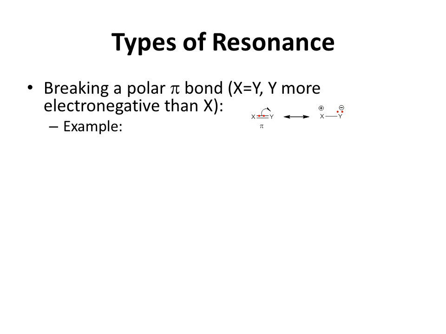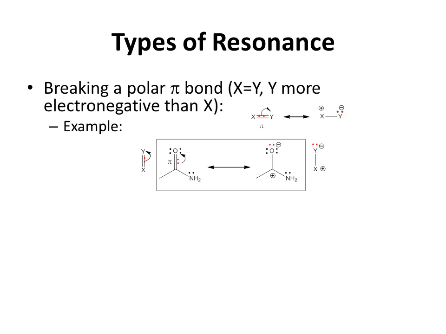So if you look at the example, it comes straight from the previous slide. You have the pi bond breaking, electrons flowing up to the oxygen, giving it a negative charge and a lone pair, and a plus charge on C. So Y is O and X is C.